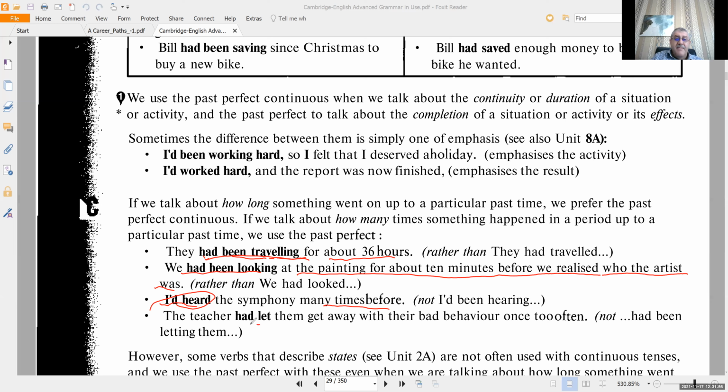The teacher had let them get away with their bad behavior once too often. إذن هنا خلى الأستاذ سامحهم. had let them. إذن هنا يهمني الحدث ولا يهمني الوقت ولا امتداده أو مدة وقوعه. إذن حسب المعنى، إذا أحتاج أن أركز على حدث وقع طول فترة معينة بزمن غير محدد فنستخدم ماضي تام مستمر.